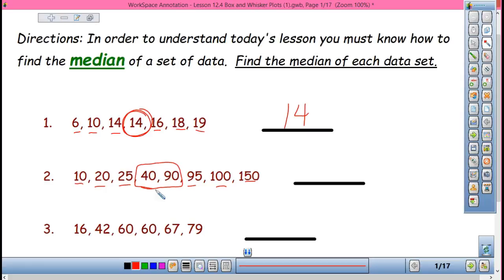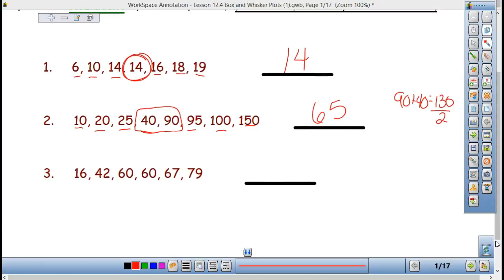Okay? If I have 2, what do I have to do with those? You add them and divide by 2. Yep. So we're 190 plus 40 gives us 130, and we have to divide by 2, and our median is 65. Good. Alright, and then this guy, I have 2 in the middle, but since they're the same, my median is 60. Good.